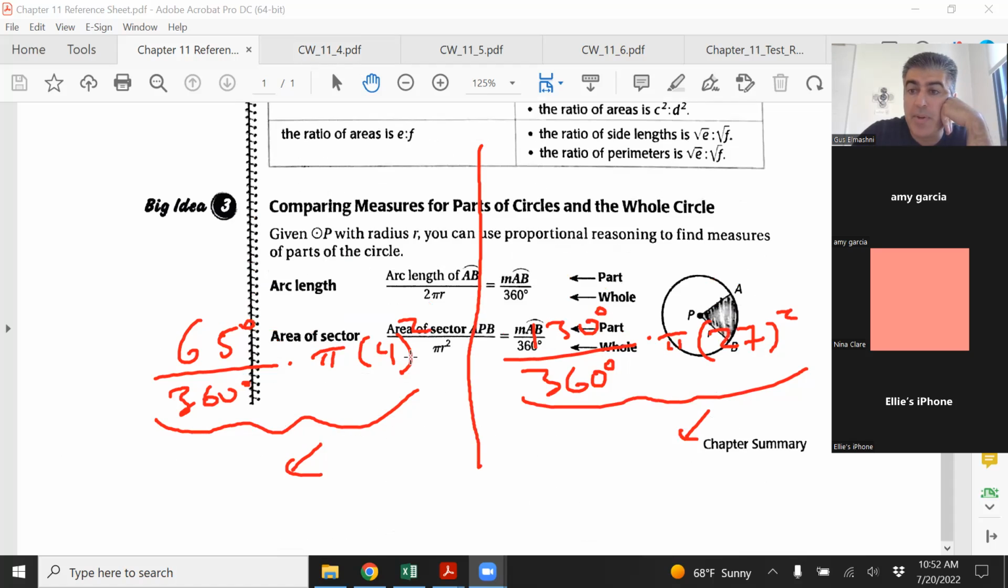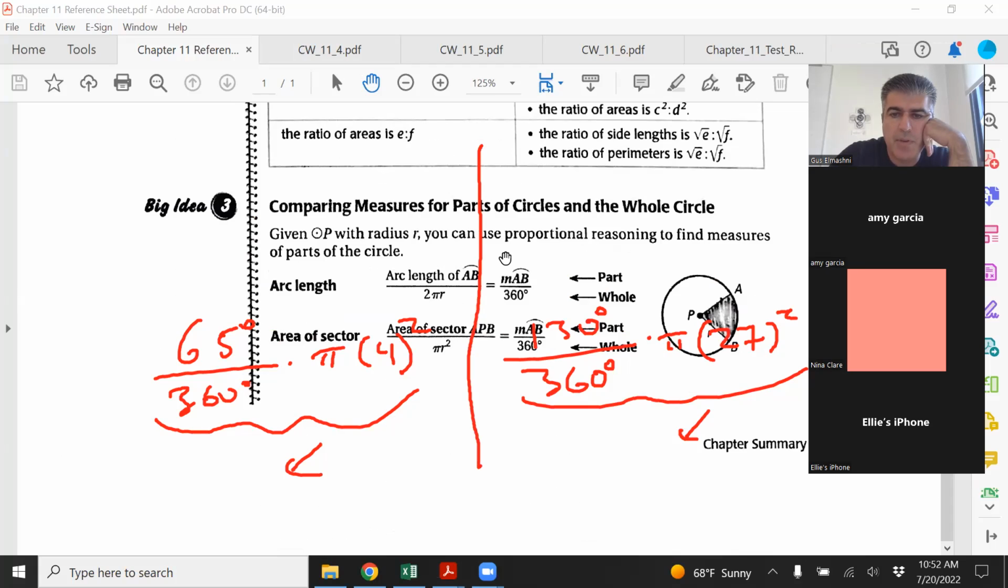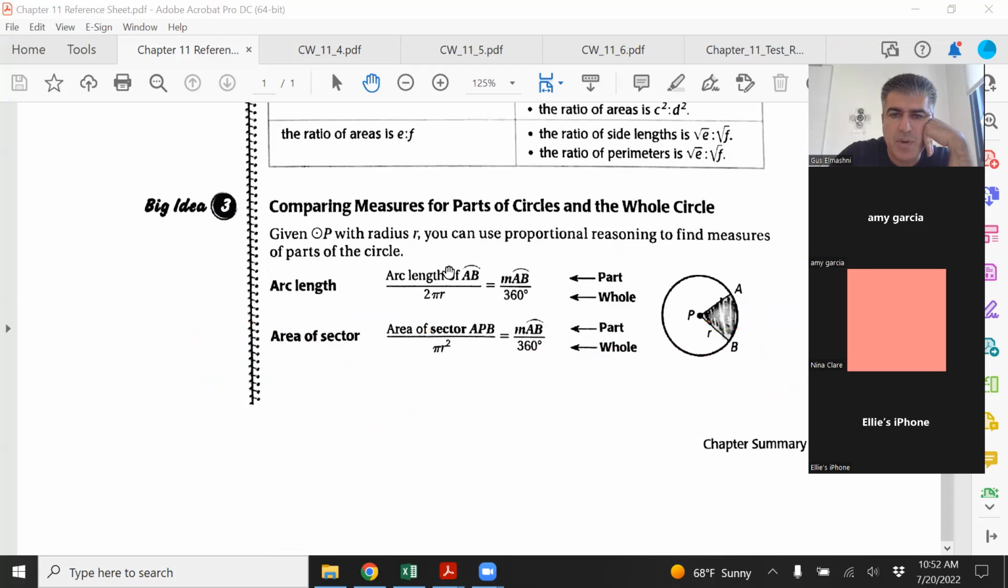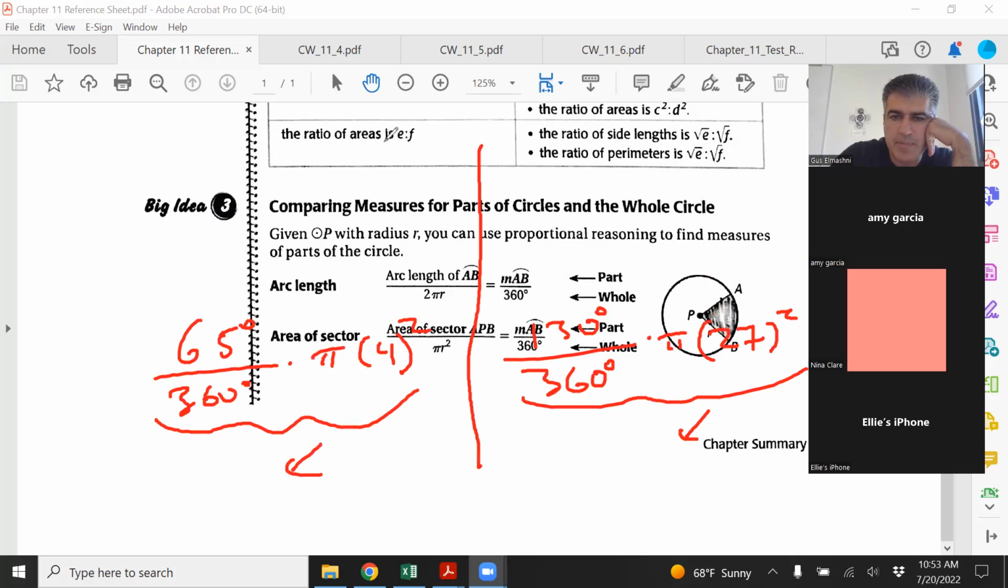But you can see the forms right here on the Chapter 11 reference sheet. Part to whole. So arc length over 2 pi r, 2 pi r being circumference, is measure the arc over 360, or measure the central angle, think of it that way, or area of the sector divided by pi r squared. These are really just theta, and theta is just right here. So you have the reference sheet, it's there anyway.